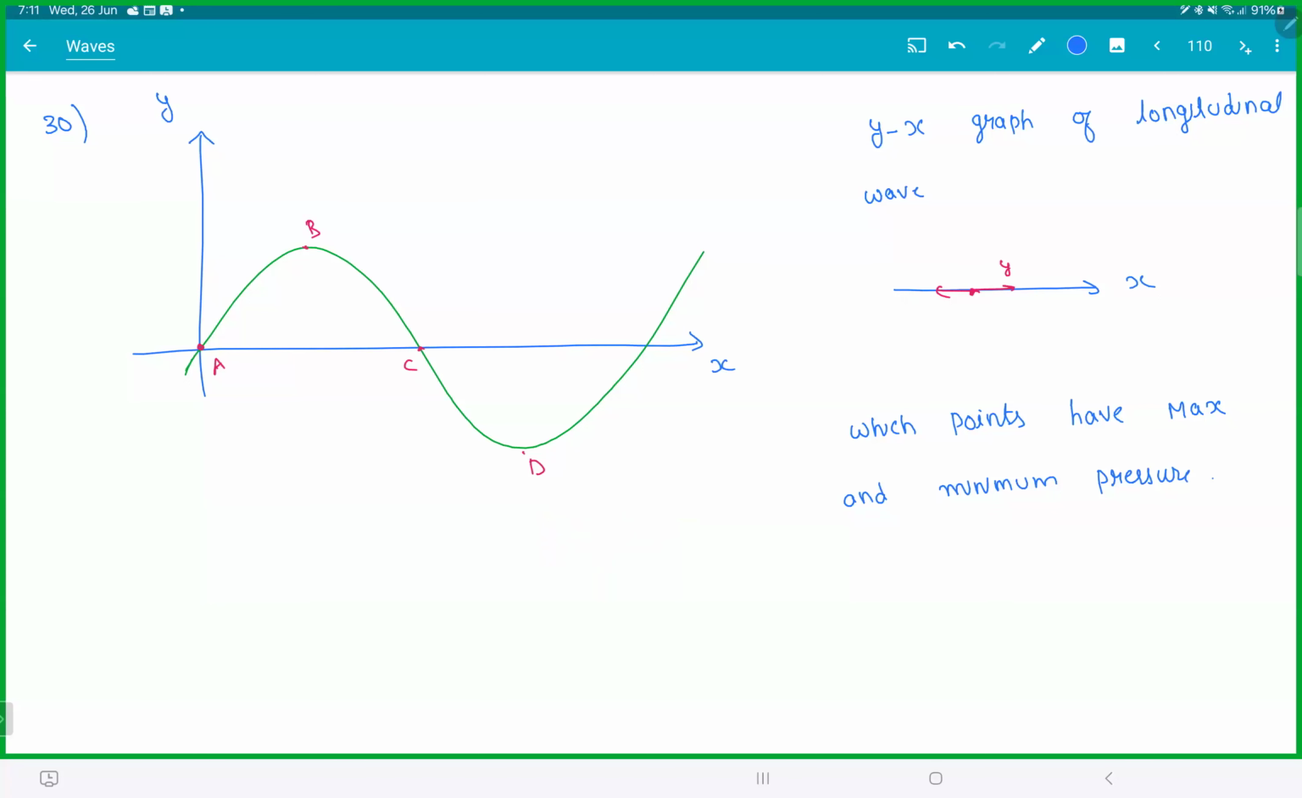Let's get this. Maximum pressure: C has max pressure. A has min pressure. Okay.